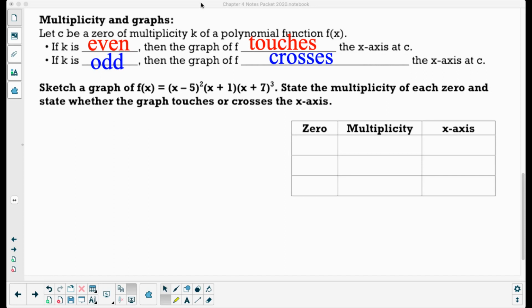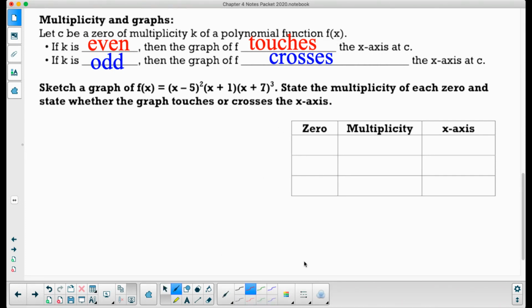Multiplicity is something that tells us how a graph behaves at the x-axis, or at its zeros, or its roots. So if c is a 0 of multiplicity k of a polynomial function f of x, for example, we have (x - c) to the power of k. That's what that means. K is the multiplicity, the power of that 0. If k is even, the graph of f just touches. So it's going to come down to the x-axis, touch, and then go back either up or down, depending on which way it's going.